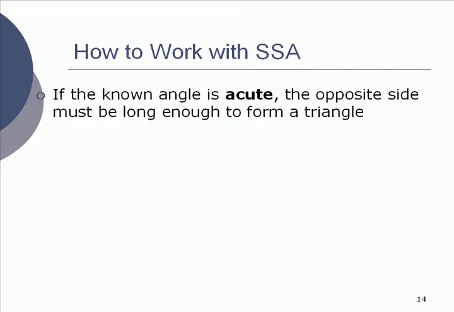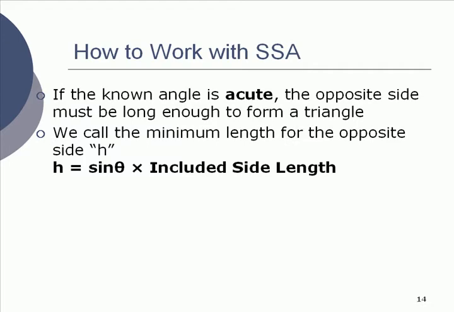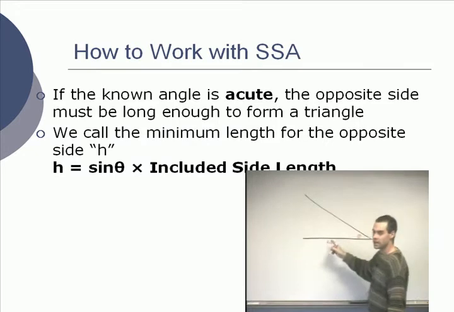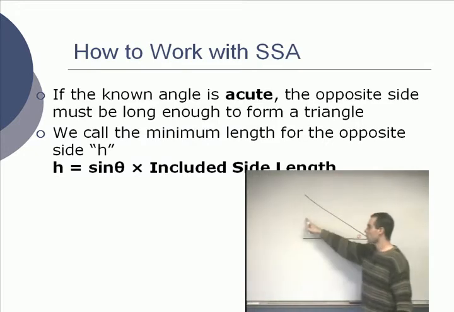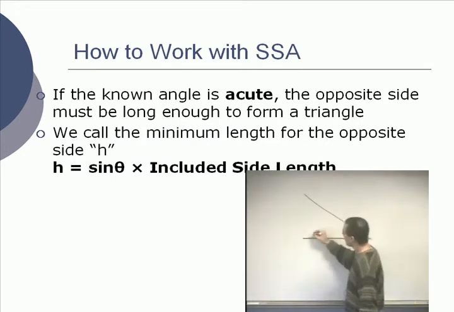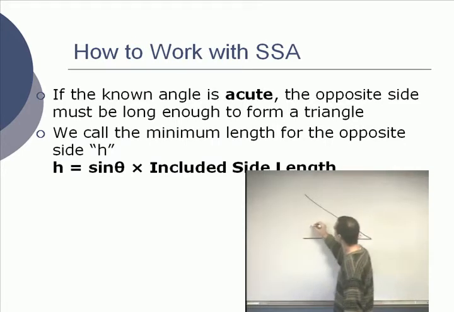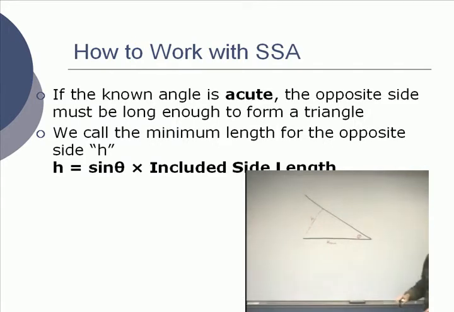But that angle could be acute. And that's the case we were working with a minute ago. If it's acute, we have to decide what H is. So now we know our angle theta. We know one side next to it. We call it included because it's between one that we know and our known angle. And the shortest this can be is if it comes up and forms a 90-degree angle. And we call that value H. H is your minimum length to even form a triangle.